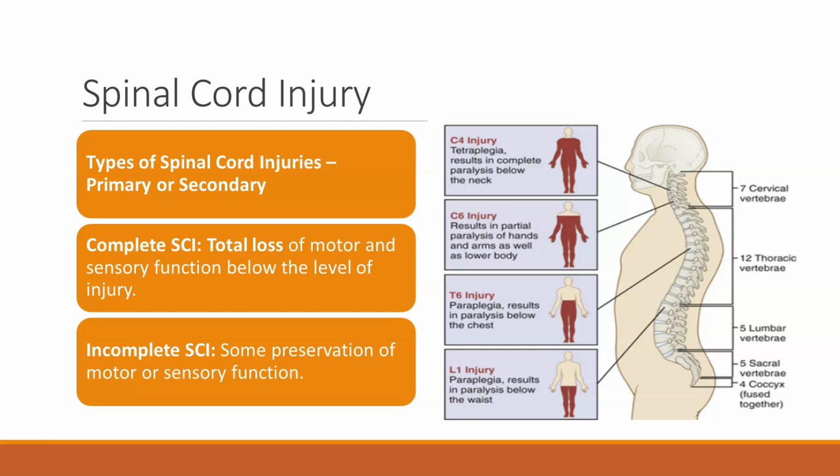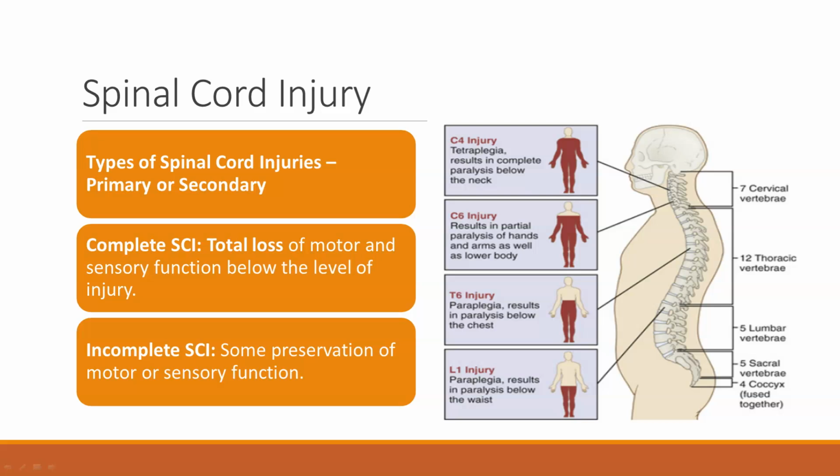Then we're going to break it down into either complete or incomplete. So with a complete spinal cord injury, you have a total loss of motor and sensory function below the level of the injury. And for an incomplete, you have some preservation of motor or sensory function. It may be diminished, but you still do have some.